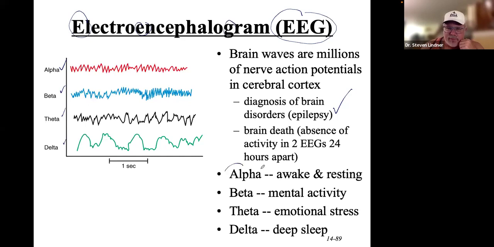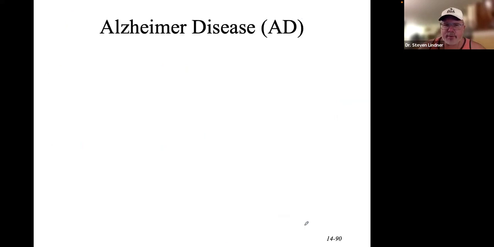And again, the alpha waves are when you're awake, but you're just resting. A beta wave is when there's mental activity, right? When you're concentrating. And the theta waves are present when you're under some sort of distress or emotional stress. And the delta waves should be prominent when the person is sleeping.